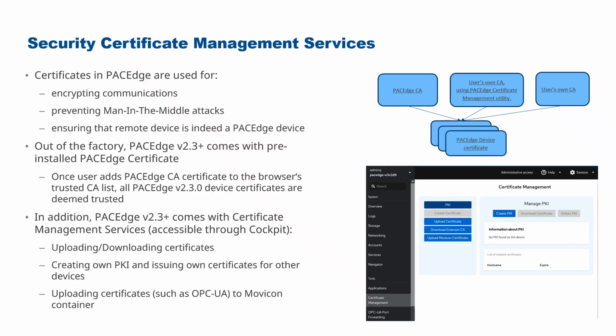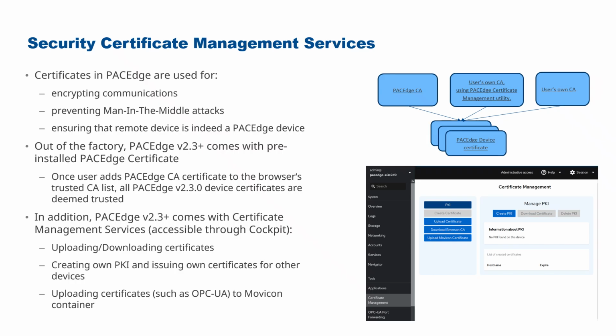A man-in-the-middle attack is where you have an intermediate device, and in that intermediate device, people might take the packets and then modify them and then forward them between the end devices. So that man in the middle is very difficult to prevent using unsecured communications. But as soon as you have certificates, those man in the middle attacks are effectively prevented. Certificates can also be used for authentication to ensure that the remote device is indeed a PACEdge device. So encrypting communications is part of it, but we're also signing and ensuring that the devices are who they purport to be.